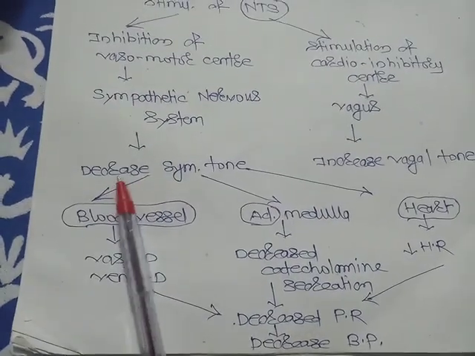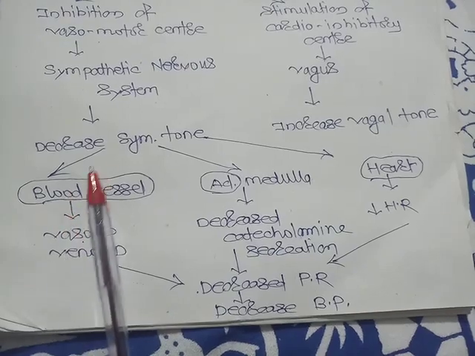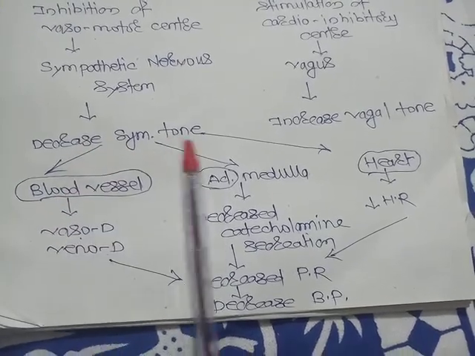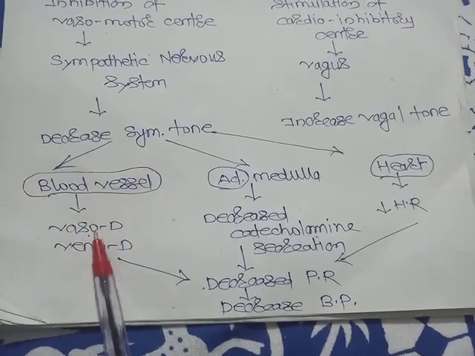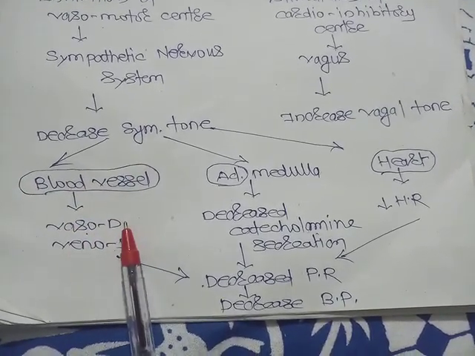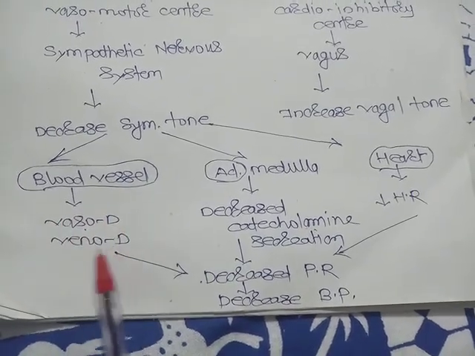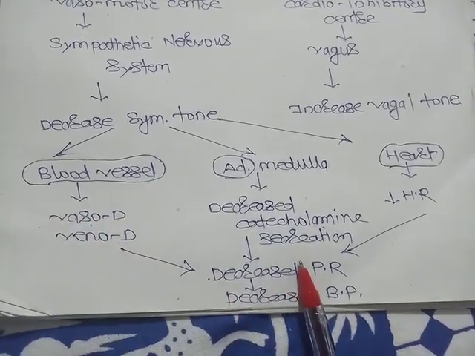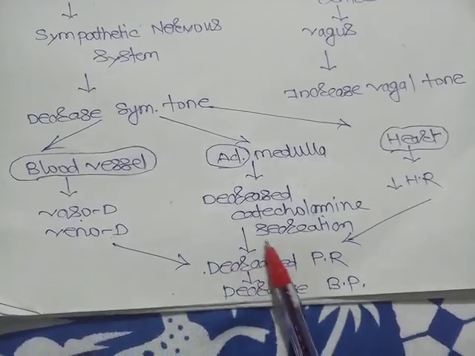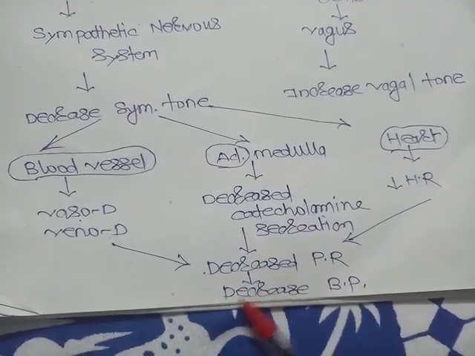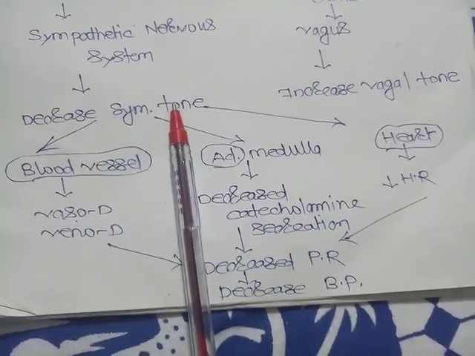Because of the decreased sympathetic tone, what happens? The first effect on the blood vessels is vasodilatation, arterial dilatation and venodilatation, that leads to a decrease in the total peripheral resistance, and because of that there is a decrease in the blood pressure. Why vasodilatation? Because there is a decreased sympathetic tone.